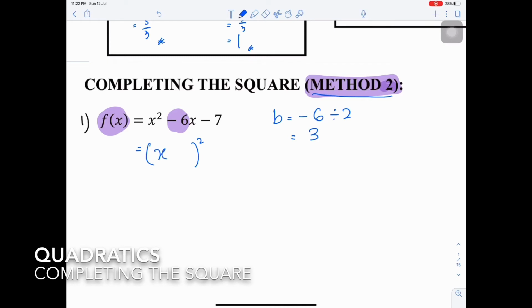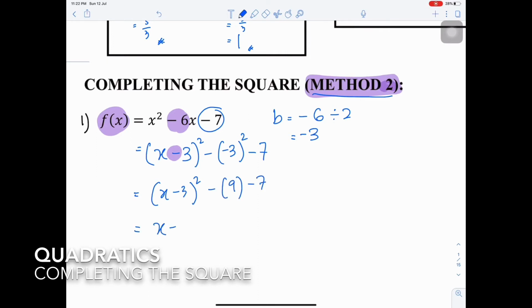So x minus 3. It must be minus 3. Oh sorry, negative 3, so that's why it is minus 3, and then minus negative 3 squared, minus 7. This is minus 7. This is how we use method 2 and then simplify. So x minus 3 squared minus 9, minus 7, so the answer is x minus 3 squared minus 16.